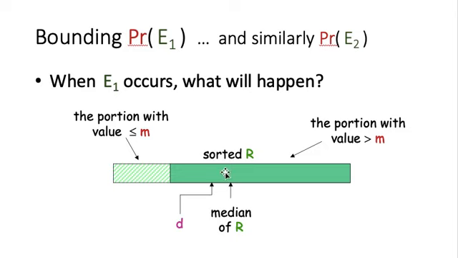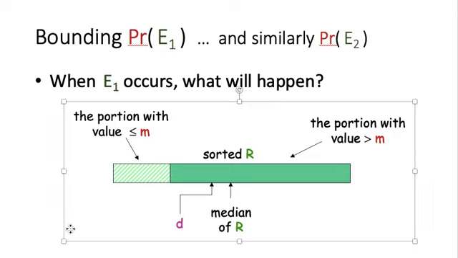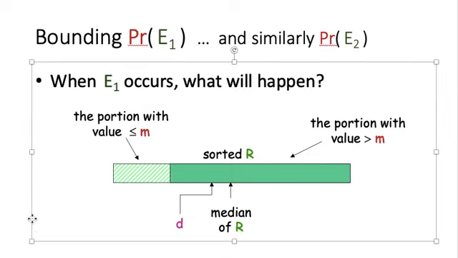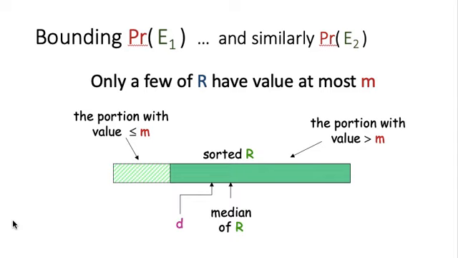In the expected sense, because R is a miniature of the big S, we really expect that roughly half of this R will have value less than or equal to m, and roughly half of the R will have value greater than m, right? But in contrast, when E1 occurs, only a small number of R has values smaller than or equal to m, and then it is really unlikely. So this is what we hope to show. When E1 occurs, only a few of R will have value at most m, and we want to show that this is really unlikely.